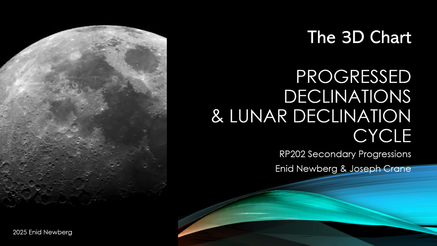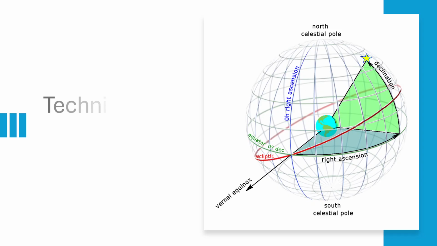This presentation is going to cover some of the technical details on progressed declinations and the lunar declination cycle. So here is an image of the Earth with the line around the middle being our celestial equator, and the green space is measuring a northern declination. The red line is the ecliptic, the path that we see the sun travel, which is at an angle because the Earth is at an angle. It's tilted about 23.5 degrees.